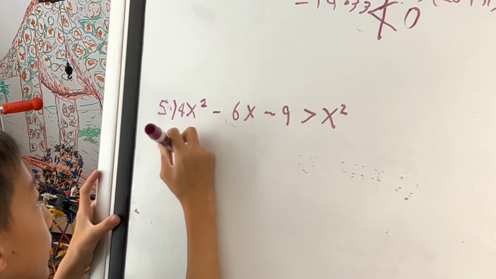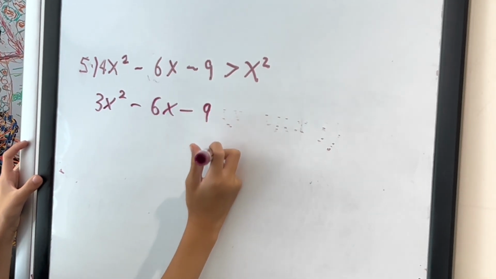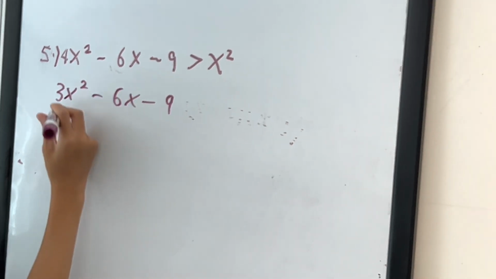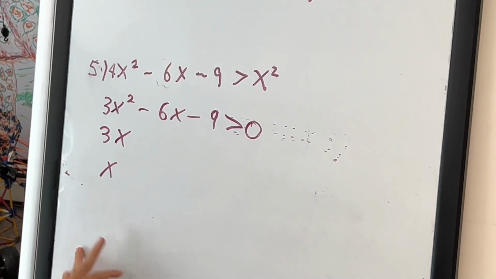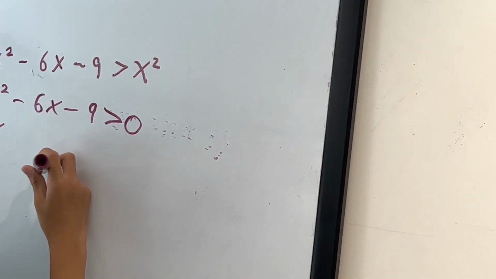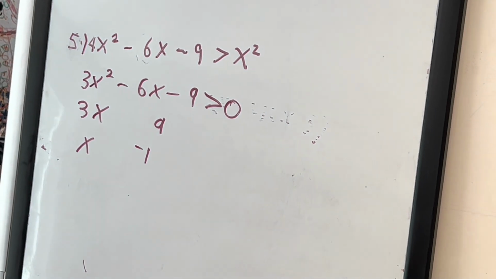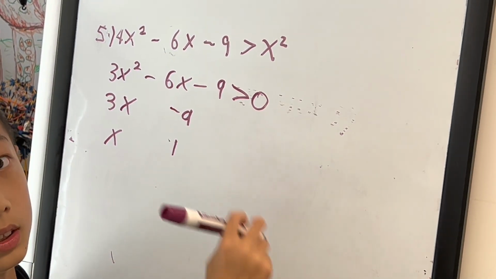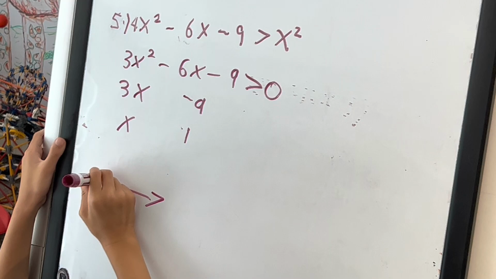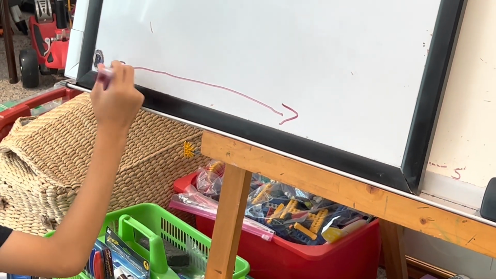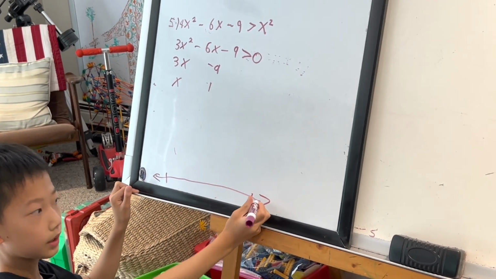So first we have to move the x squared over here. So that means 3x squared minus 6x minus 9 larger than 0. So I'm going to do 3x and 1, 9, 1, 9 minus. And then I'm going to set up the line. I'm not making a large line. I'm going to make a line down here.